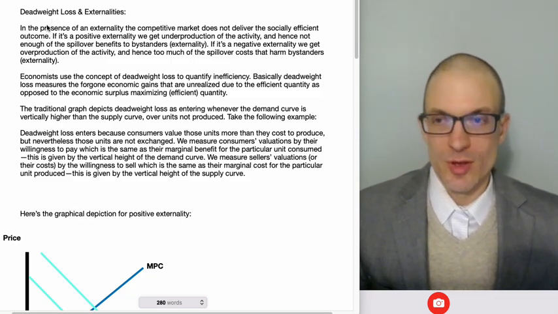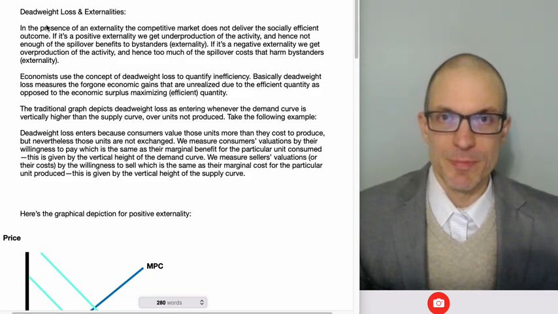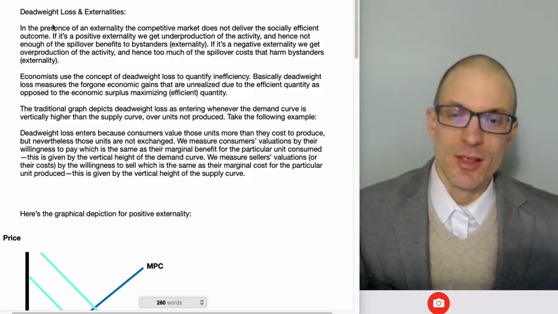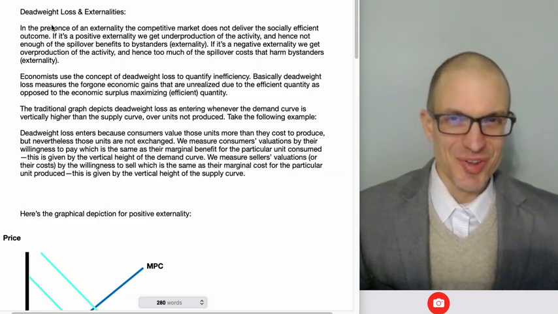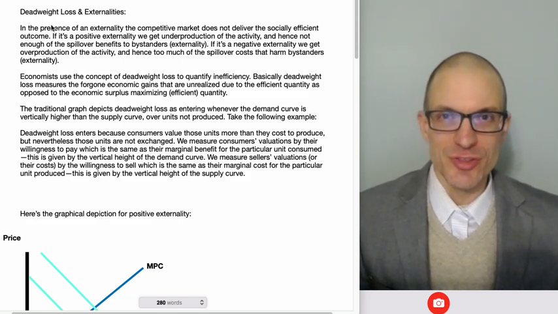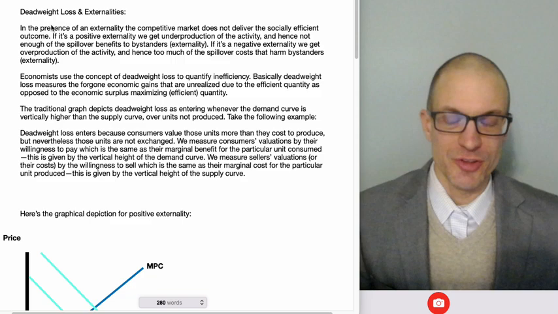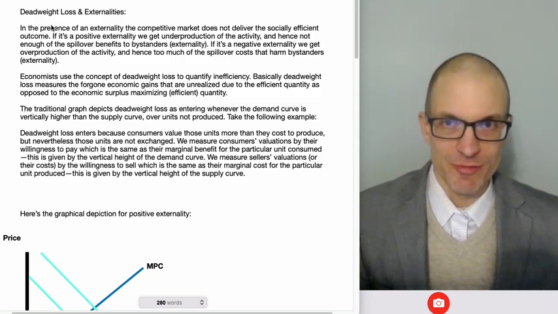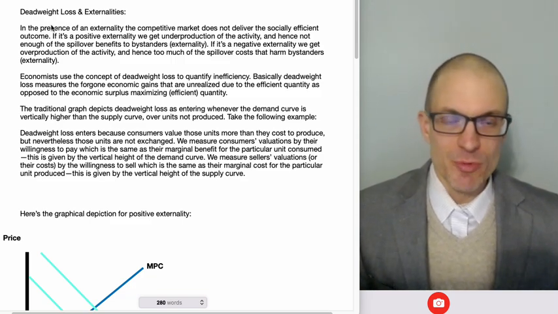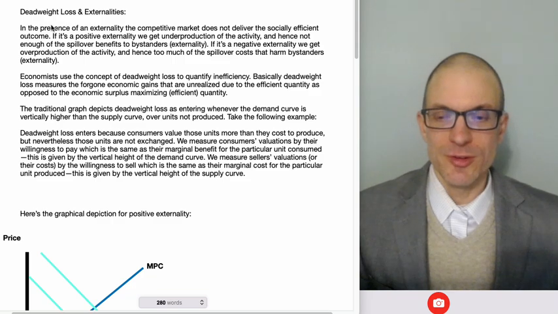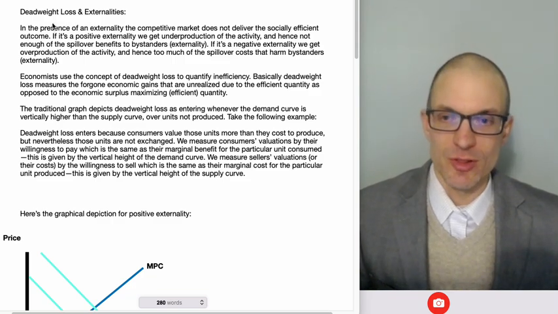So economists use deadweight loss to talk about the inefficiency that enters into a market transaction. Usually we have a situation where buyers value the good more than it costs sellers to produce it. So there's economic value generated. And if for some reason those transactions don't take place, then there's an inefficient amount that actually gets traded. We say there's deadweight loss in that market.